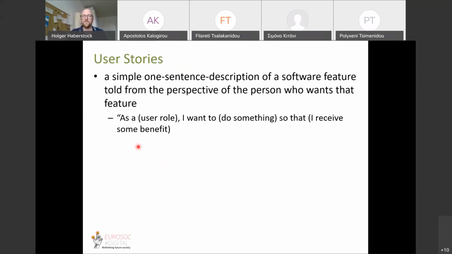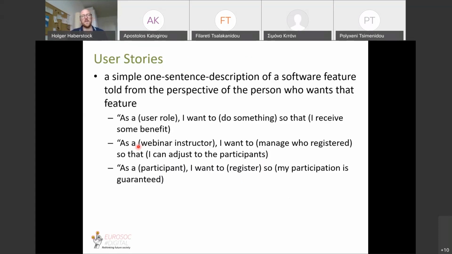So user stories are simple one-sentence descriptions of a software feature told from the perspective of the person who wants that feature. So there's a template for it. The template is always the same. It is: as some form of user, I want to do something so that I receive some form of benefit. It becomes much clearer with an example.